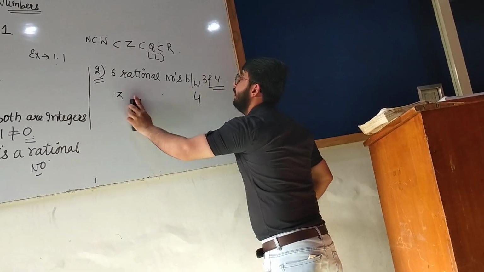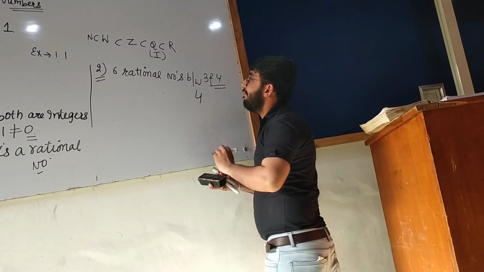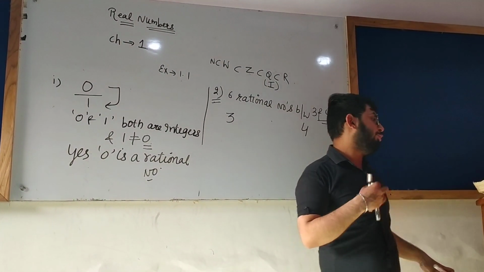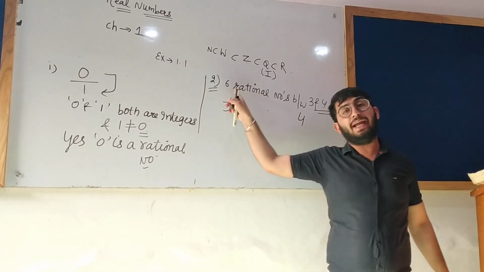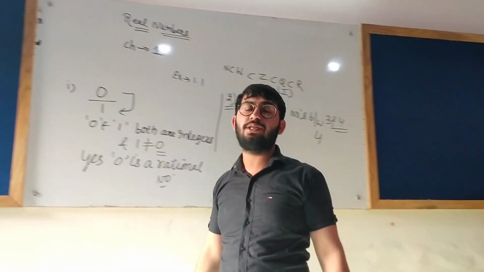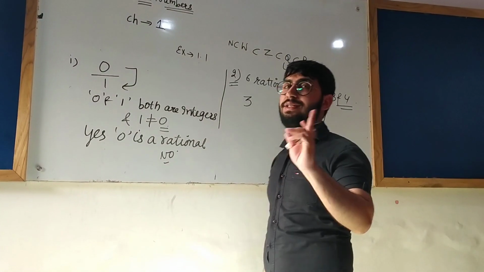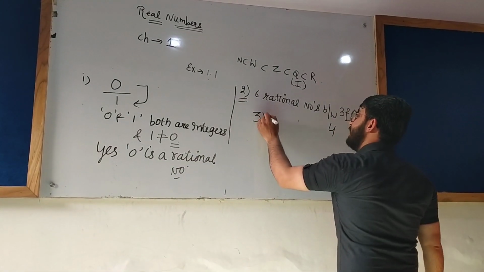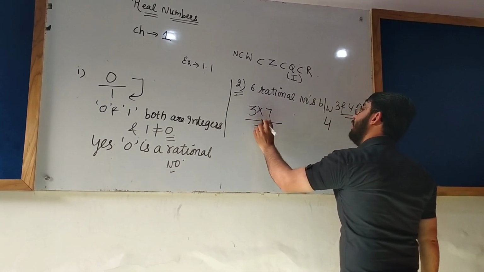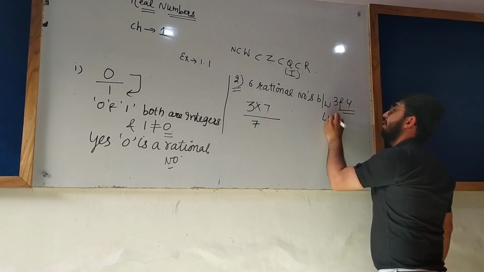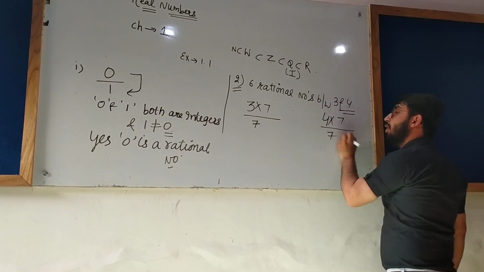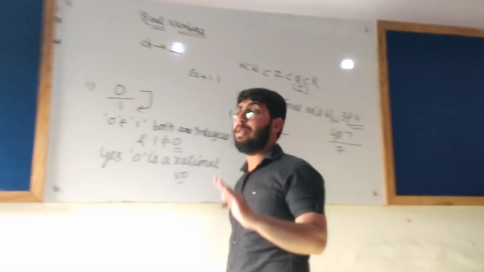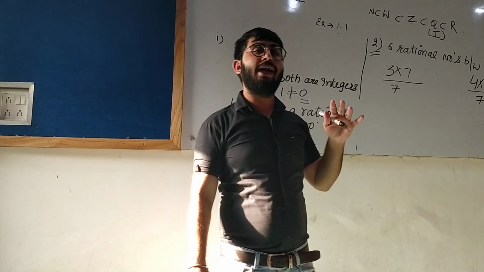Now let us find rational numbers between 3 and 4. We have to find 6 rational numbers. So what will you do? You will add 1. 6 plus 1 gives you 7. So let us multiply and divide number 3 by 7. Same with the 4. Multiply and divide both the numbers by 7.